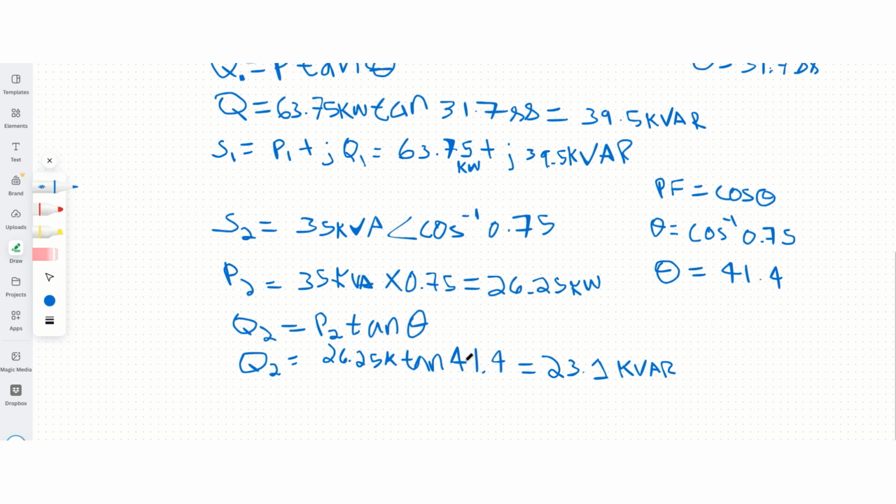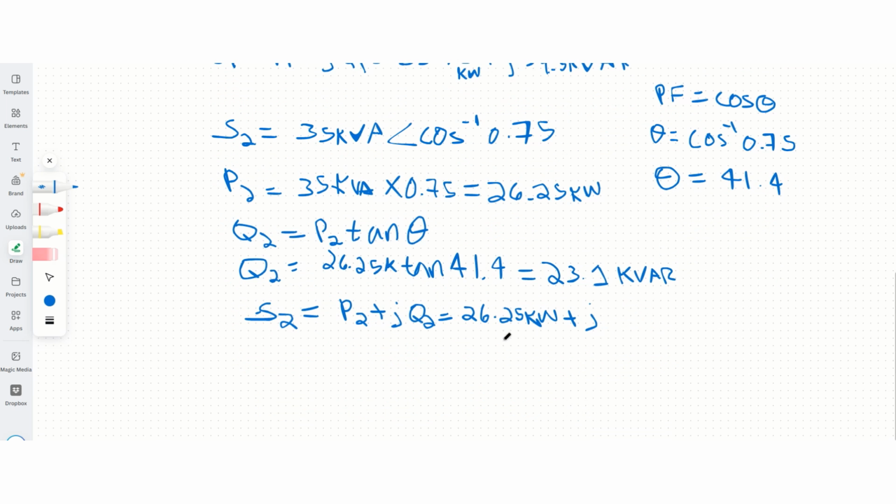And your S2 equals P2 plus j times your kVAR, which is 26.25 kilowatts plus j23.1 kVAR.